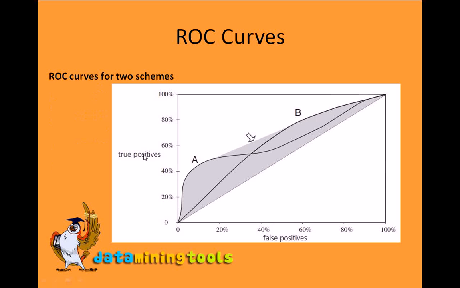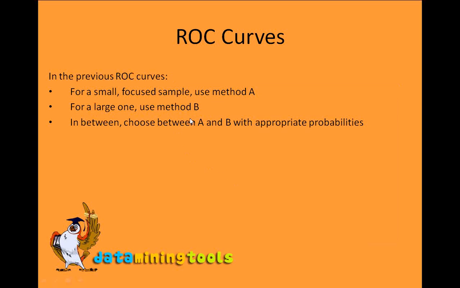Now this diagram shows ROC curves for two schemes. If we are lying in this particular area, then we'll be using technique A. If we are lying in this particular area, if our false positive percentage is 60% or more, then we'll be preferring B, and in between we'll be using a combination of A and B with appropriate probabilities.